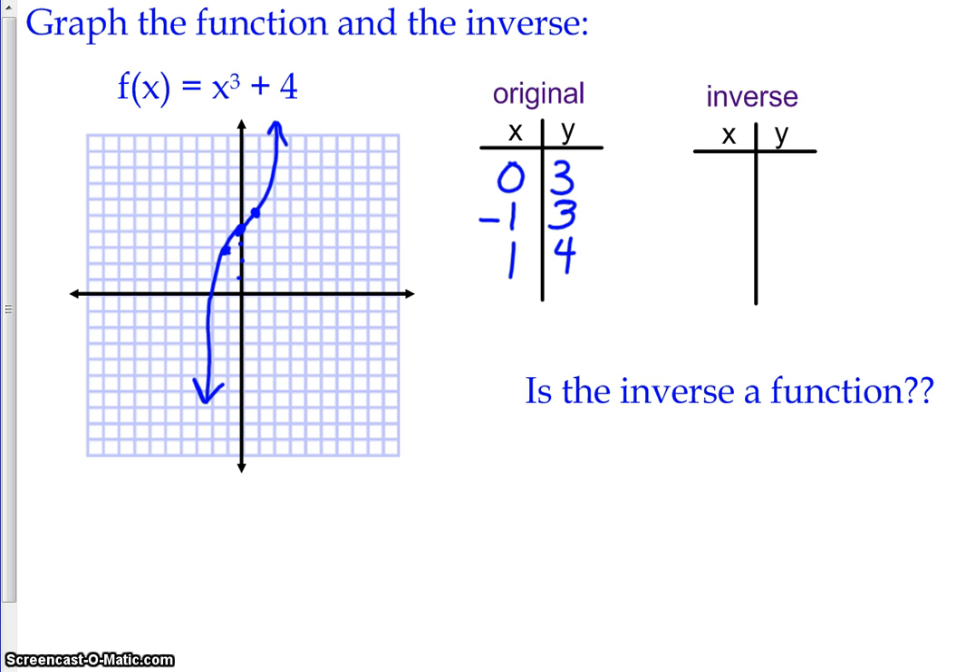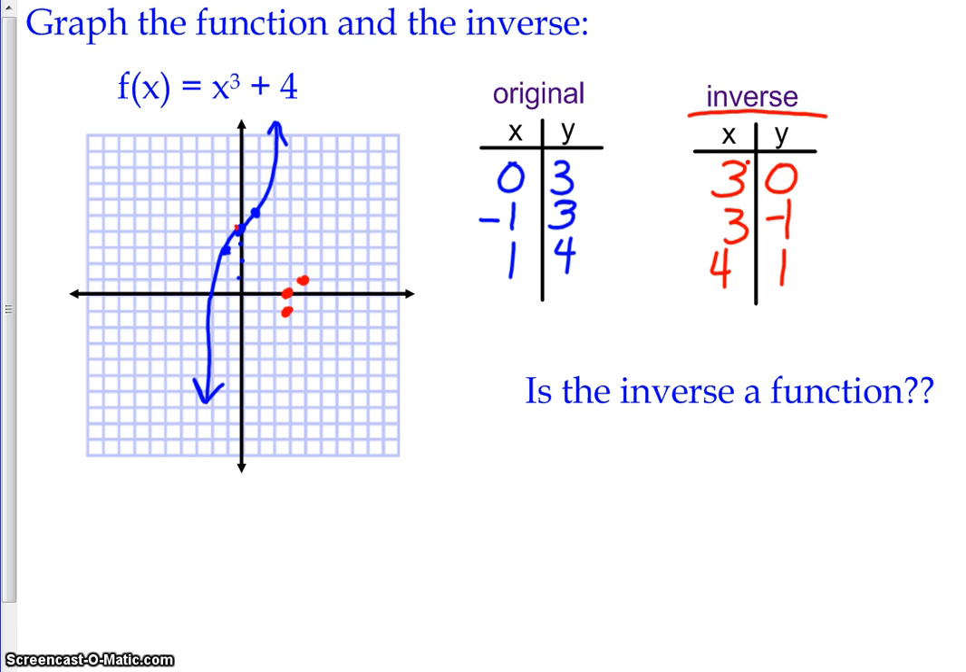So now let's see what that shape looks like. I'm going to do this inverse in red here. When I switch them, 3, 0, now 3, -1, and 4, 1. So 3, 0 is my point of inflection. So this was a point of inflection here. Now when I go here, it's going to be right here as my point of inflection, 3, 0. And another one I had was 3, -1. Another one I had was 4, +1. Okay, so I have some points there.